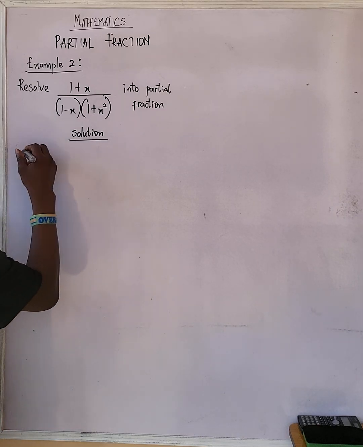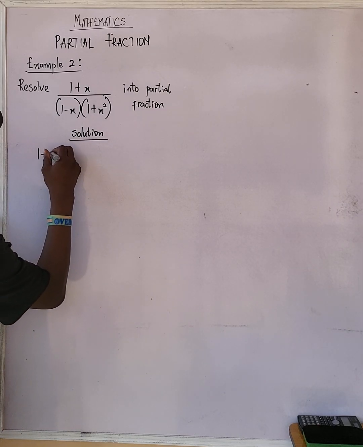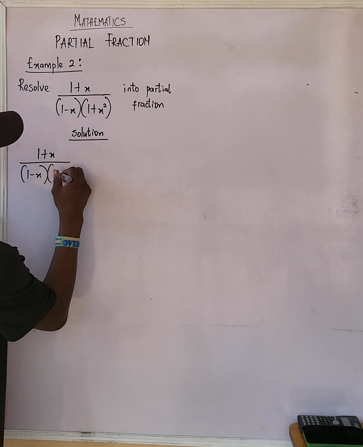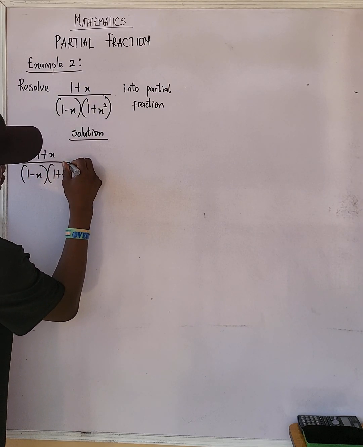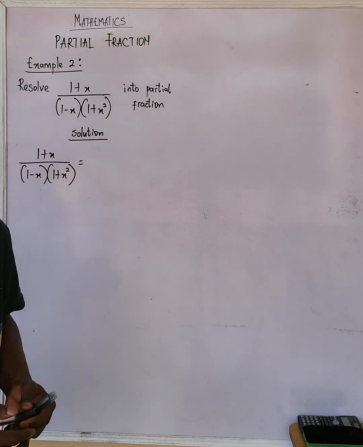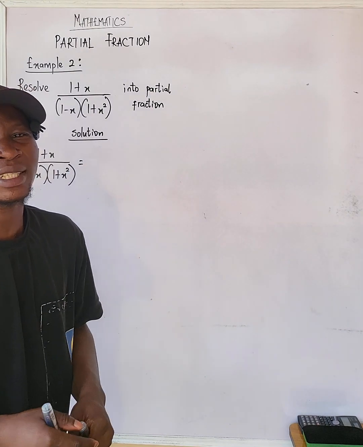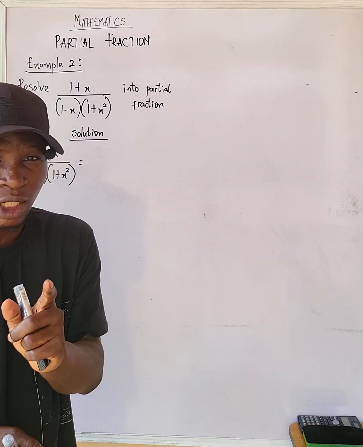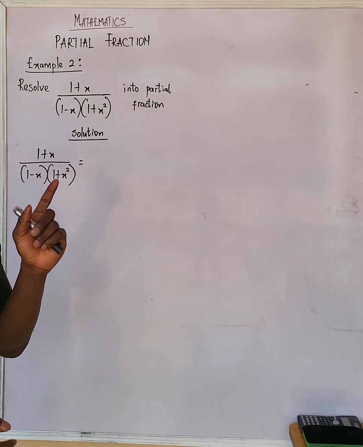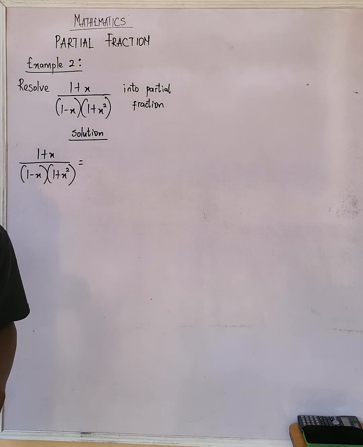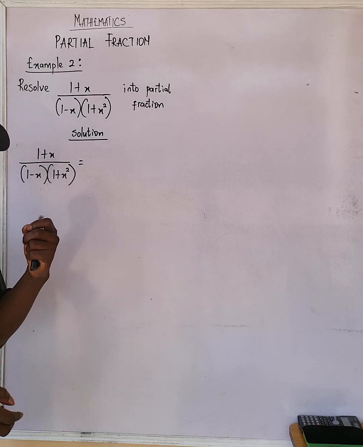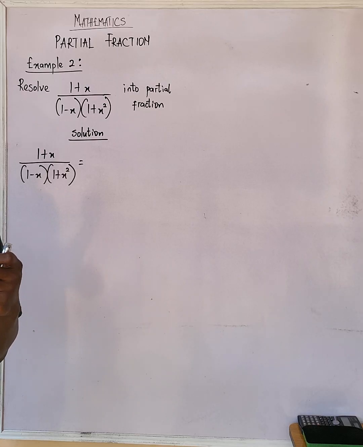Now, let's write the solution. We have (1 + x) over (1 - x)(1 + x)². Now, we are told to resolve this into partial fraction. The first thing, when you are given a partial fraction, don't forget what I told you. You have to know what type of partial fraction you are dealing with, right? Judging by what we've done so far, what type of partial fraction do you think this looks like? This is a repeated quadratic factor, right?